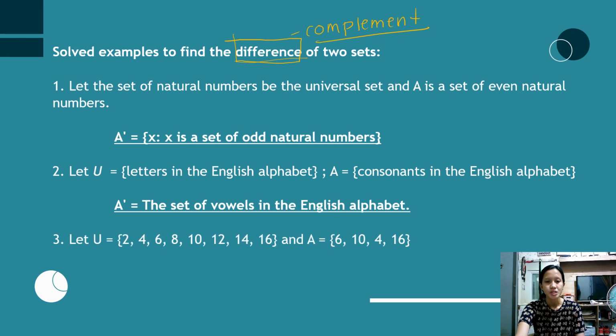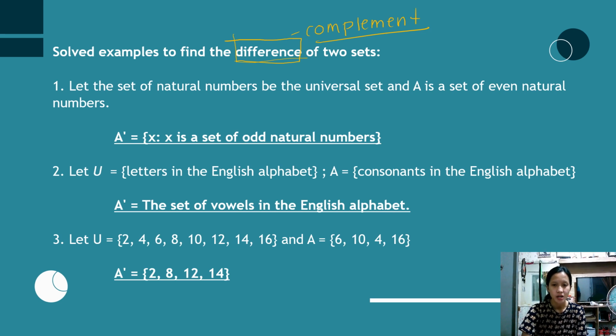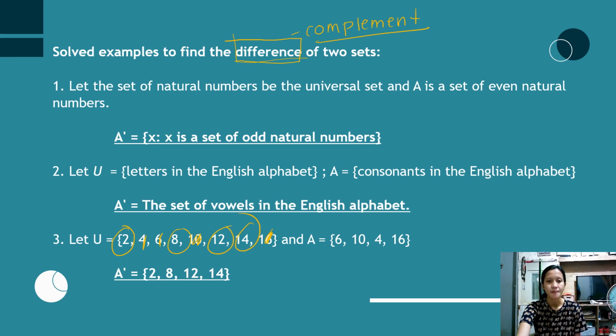Let U be 2, 4, 6, 8, 10, 12, 14, and 16. Meaning, as you can see here, these are the first 8 numbers that are multiples of 2. For letter A, we have 6, 10, 4, and 16. So for the complement, we subtract the elements of A from the universal set. We have 6 here, we also have 10, we also have 4, and we also have 16. So the complement is 2, 8, 12, and 14. That's the complement of the set.